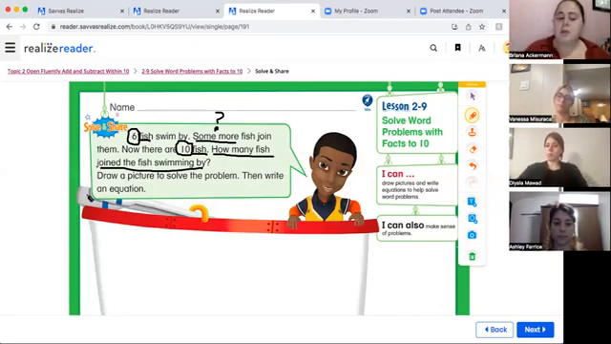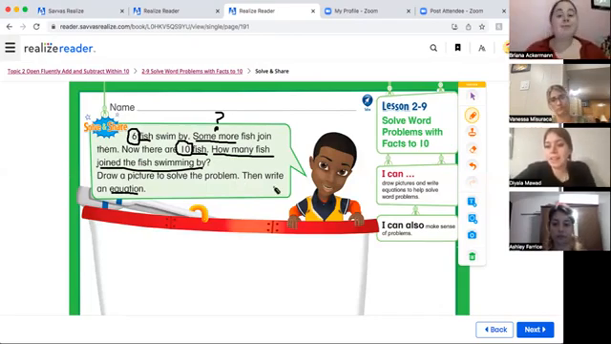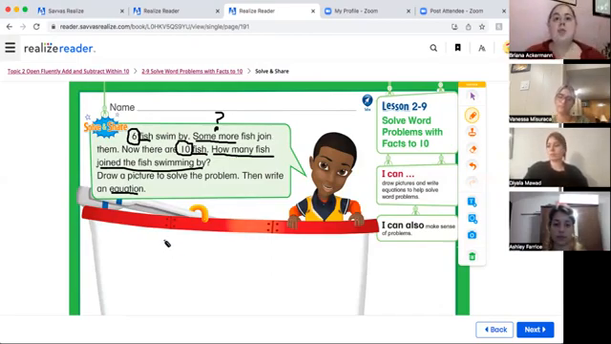Does anybody know what the word equation means? Diala? Is it something with a plus and minus sign? Absolutely. That is our number sentence. So if we say 1 + 1 = 2, is that an equation? Yes, because it has an addition symbol and the equal sign. So now that we have gone through our problem, underlined and circled all of the important information, including our question, we can start solving.